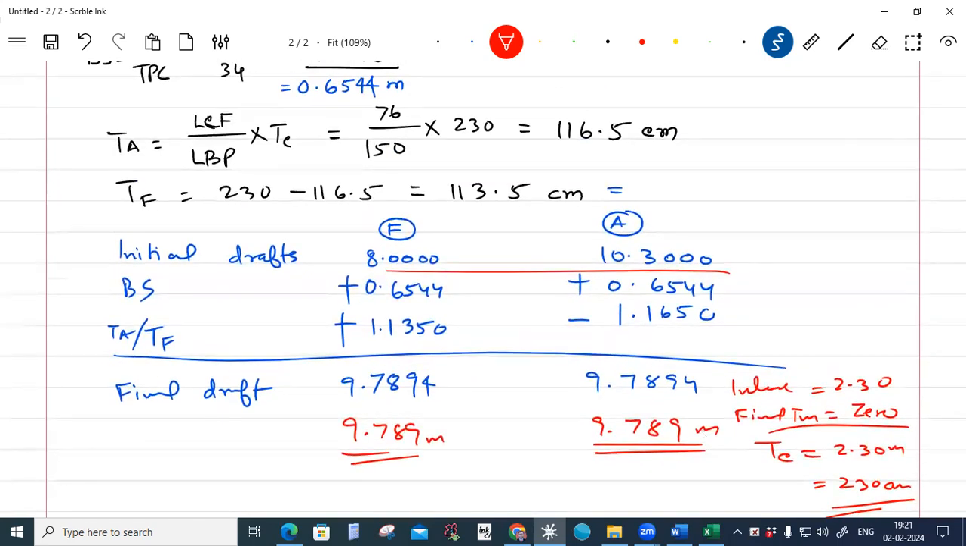Sometimes when you get such a figure, even keel and all, you need to be a little careful. Something wrong may be happening. There is no harm in cross checking the final answer. All right.